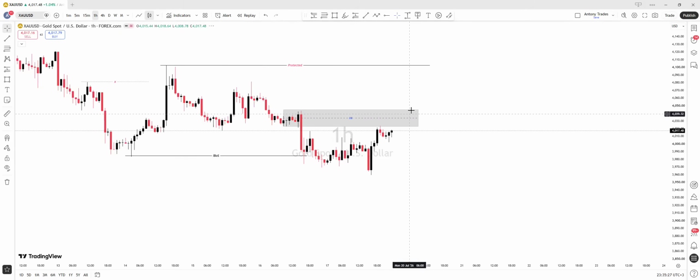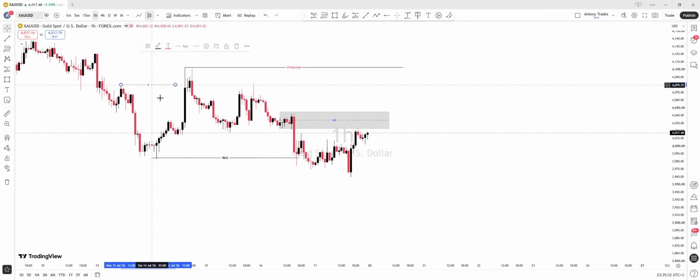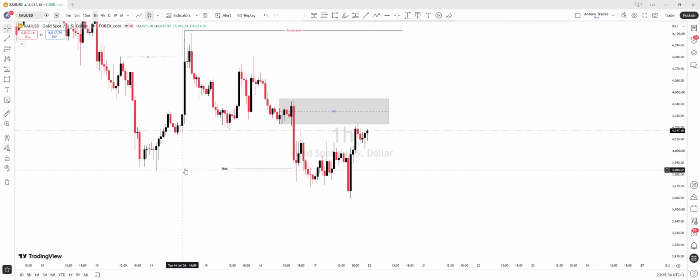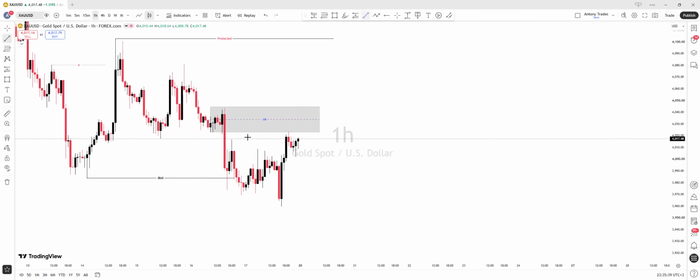When you go to the 1 hour time frame, what are we seeing from the 1 hour time frame? All right, so we have our break to the downside, of course, there. Then this is our liquidity here.